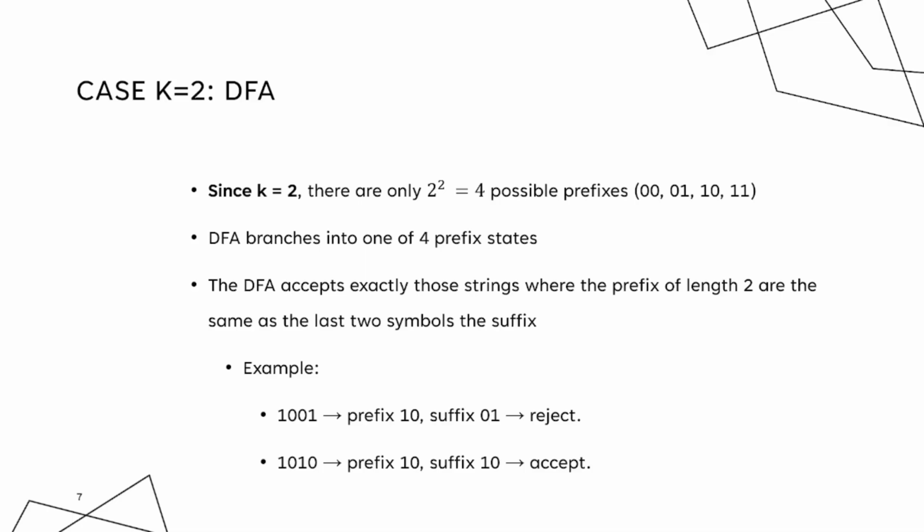For example, the string 1001 has prefix 10 and suffix 01, which gets rejected, and for the string 1010, the prefix and suffix are equal and match, and it moves into the accept state.